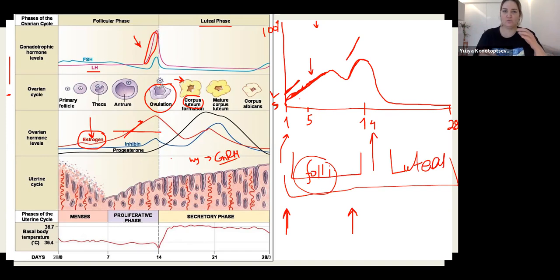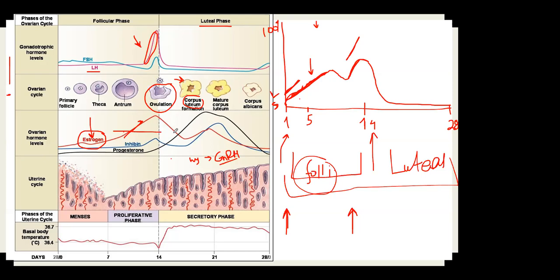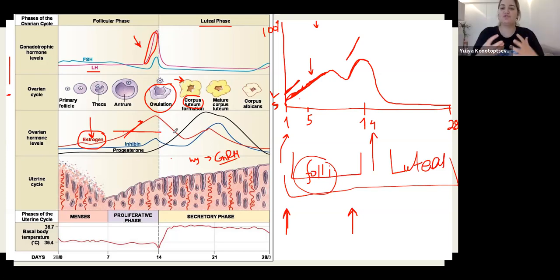So what is ovulation? What does it mean, ovulation? Rupture of the follicle. Which follicle specifically? The tertiary. The tertiary or Graafian? Because you remember, one day before, we're going to call it Graafian, right? So the tertiary or Graafian follicle ruptures.